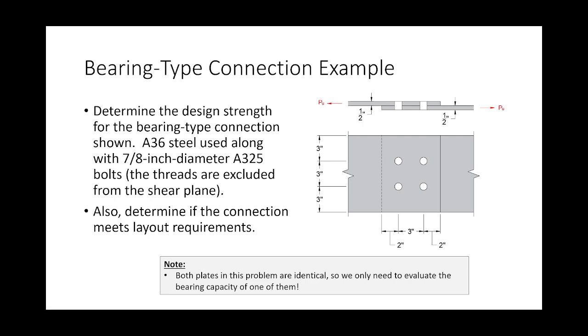Now we got A36 steel along with 7/8 inch diameter A325 bolts. The threads are excluded from the shear plane. And we're also going to determine whether or not the connection meets layout requirements. Now, I could also take this member and compute gross section yielding, net section fracture, block shear rupture, all that hullabaloo that we all love, but I'm not going to worry about that today. We've already had that. Y'all know how to do it. We can move on. And let me pull up the notebook. I already have all this on the notebook as well.